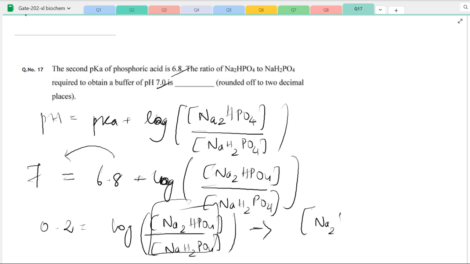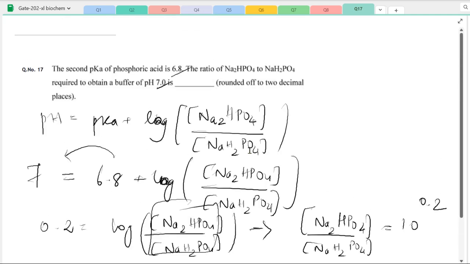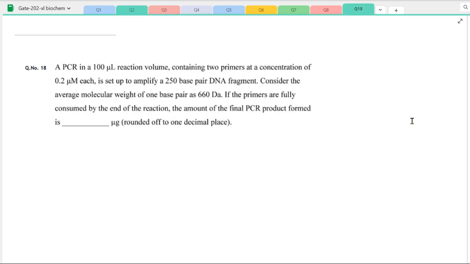So Na2HPO4 concentration divided by NaH2PO4 concentration will be equal to 10 power 0.2 if you take the anti-logarithm on both sides. So 10 power 0.2 is equal to 1.58. So the correct answer here is that the ratio of the concentration of the salt to the acid is 1.58. This is a very simple question if you know the basic Henderson-Hasselbalch equation. Anyways, moving on to the next question.